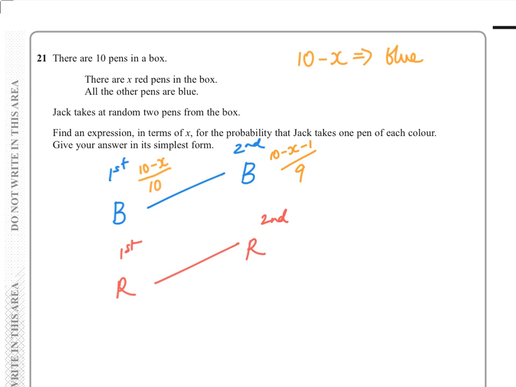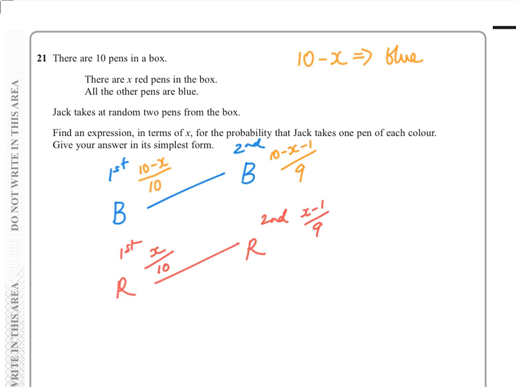If we do red, slightly easier, we have 10 to choose from in the box. And how many are red? Well, just X of them. And then for your second choice, you have 9 pens to choose from because you've already chosen one. And this time, how many red? There'll be X minus 1.